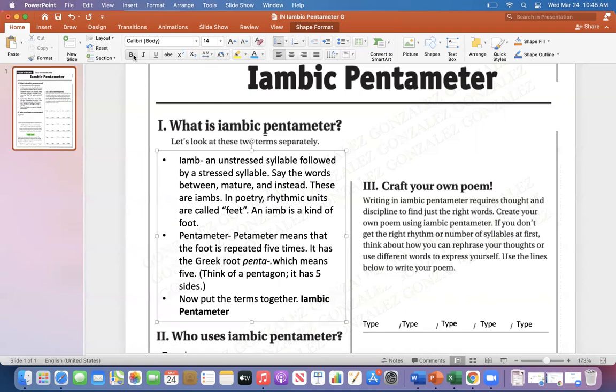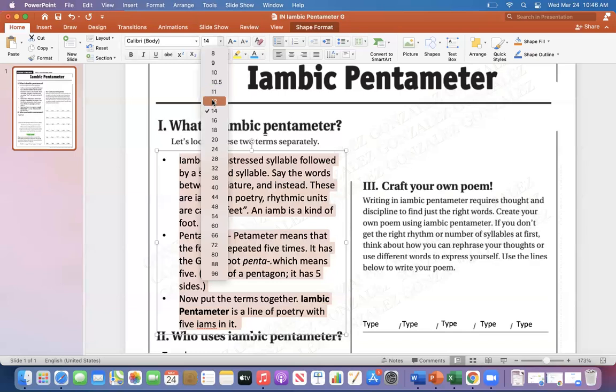So iambic pentameter is a line of poetry with 5 iambs in it. And then I'm going to change this and make it a little bit smaller so we can put a couple more things in there.